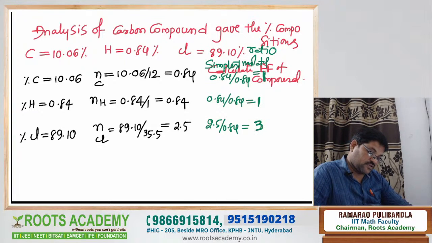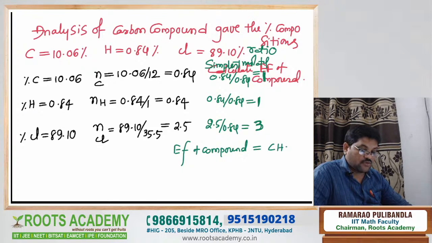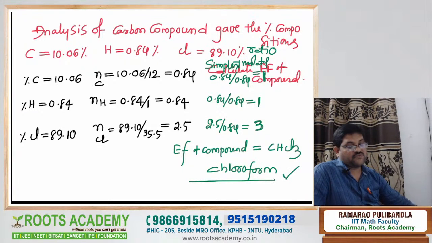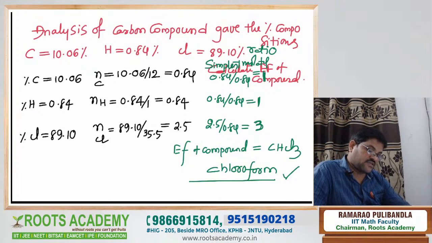Therefore, what is the empirical formula of the compound? The compound is chloroform, called trichloromethane. Any doubt you have? Understood what I am saying? Simple logic, no confusion in the logic.